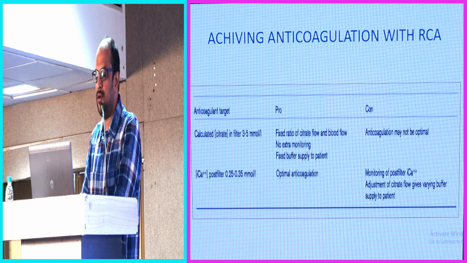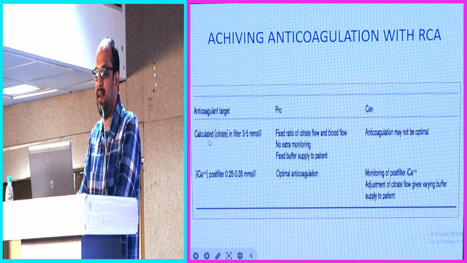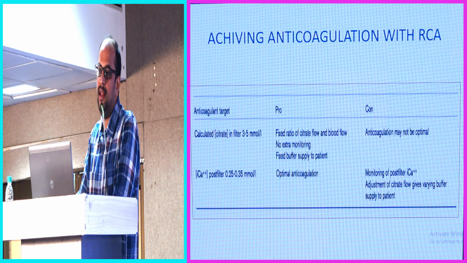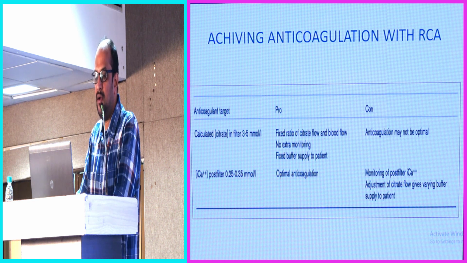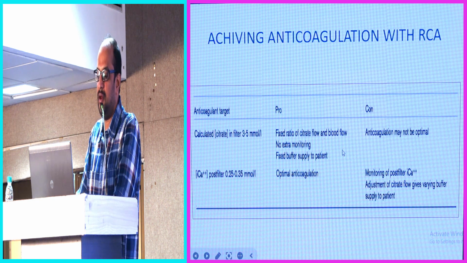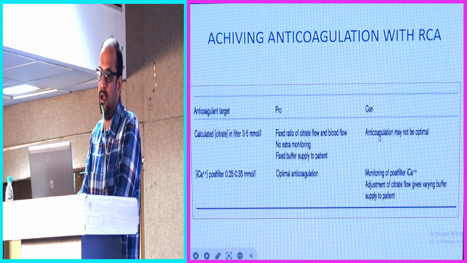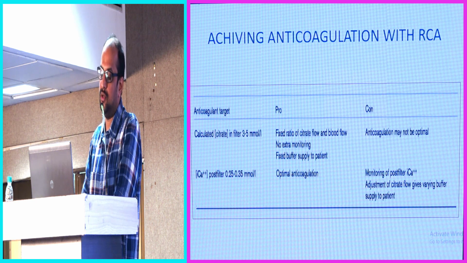Coming to the pros and cons of monitoring citrate anticoagulation, suppose we are giving citrate in a fixed form, in the sense we keep the machine in a fixed modality like citrate mode, keeping the blood flow at one particular level, and the machine gives citrate for that particular requirement. With this, the pros are definitely we can relax, there is no need to monitor frequently, and the buffer supply to the patient will also be significant. But we are not sure about the anticoagulation because we are not monitoring the ionized calcium in the post filter.